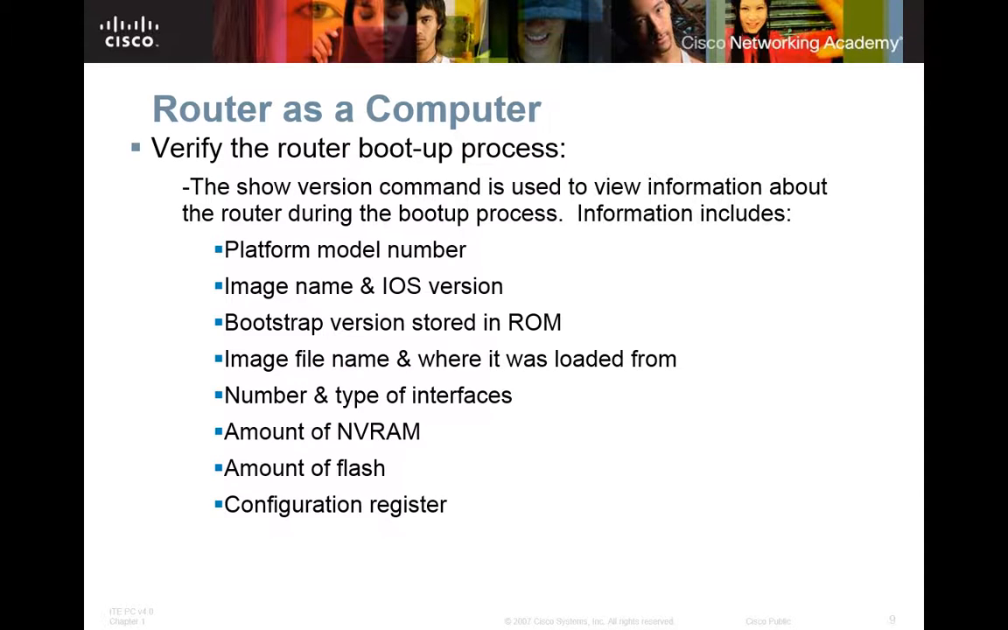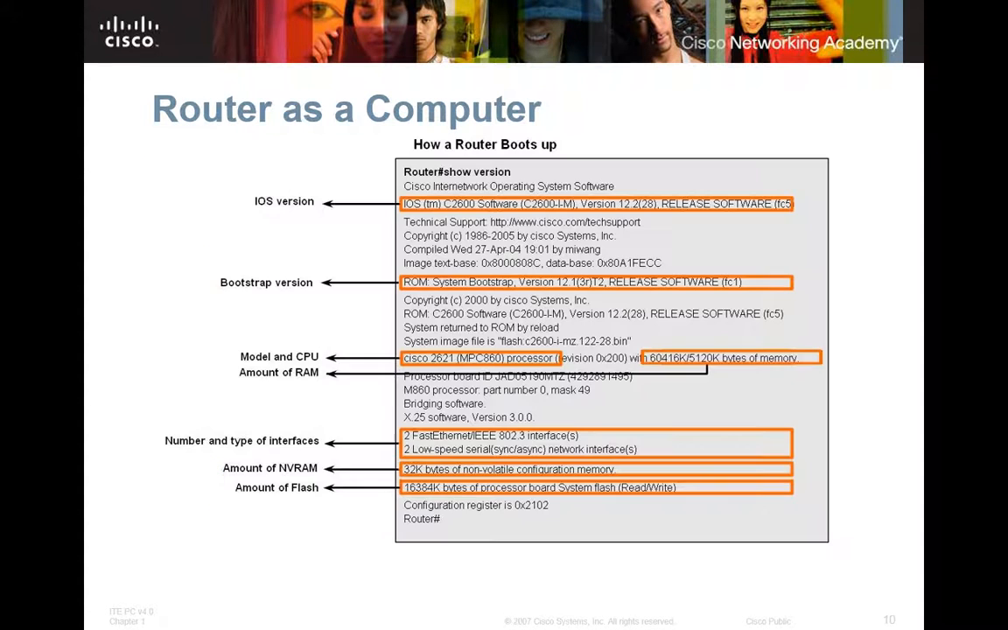How does the router run on this computer? Well, the first thing it does, when you look at the show version, this will give you information on there. It'll give you a platform model number, an IOS version, and the bootstrap version. It'll give you the image file name and where it was loaded from, whether it was a TFTP server, compact flash, whatever. The number and types of interfaces, how much NVRAM you have, how much flash you have, and the configuration register. Changing the configuration register can change the way you log on.